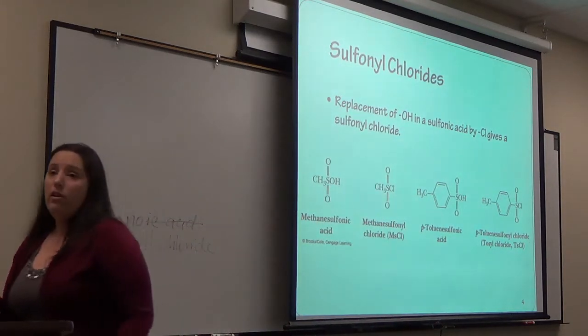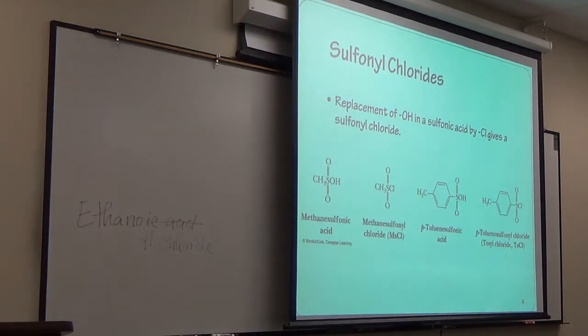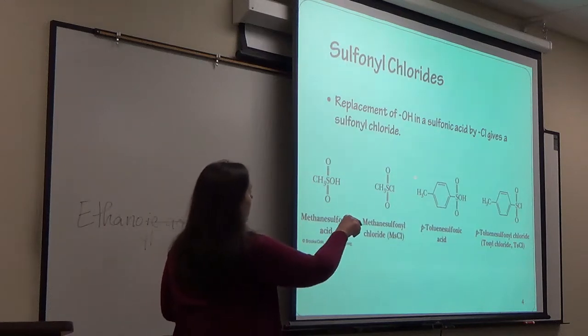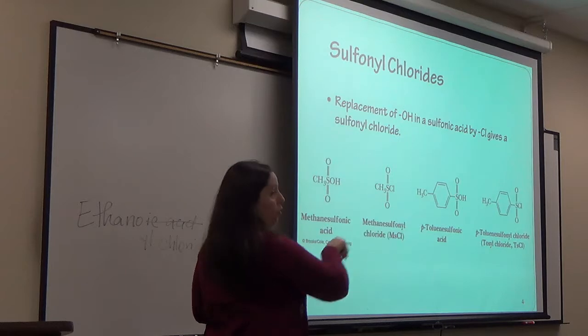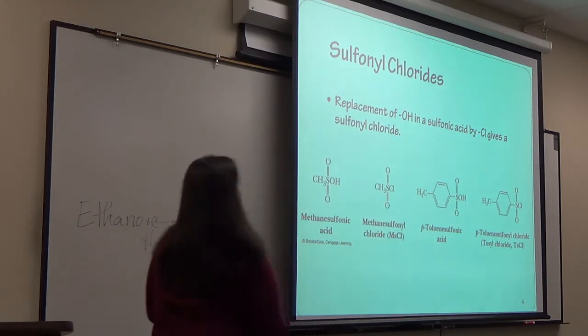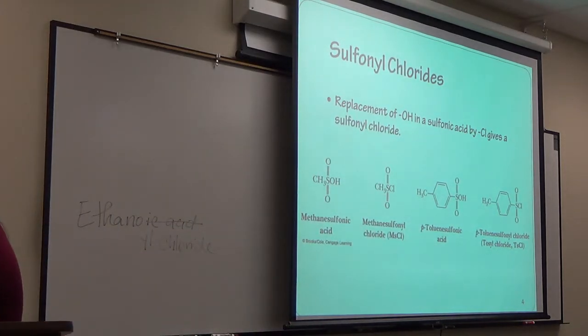Ortho, meta, para, there are positions, non-numerical positions. Okay, but again, ortho is right next to, if they were 1 and 2. Meta would be 1 and 3. Para is 1 and 4. So those are non-numerical. Yeah, question?